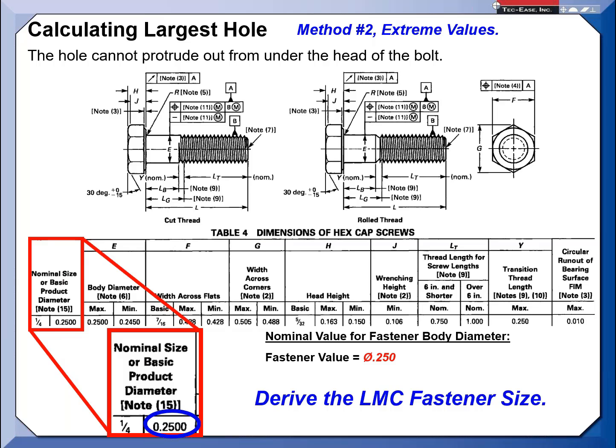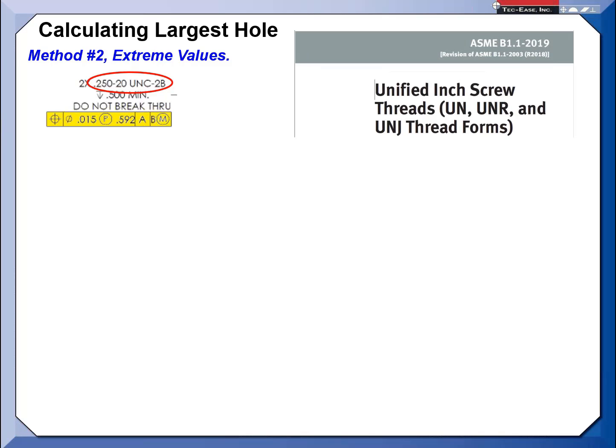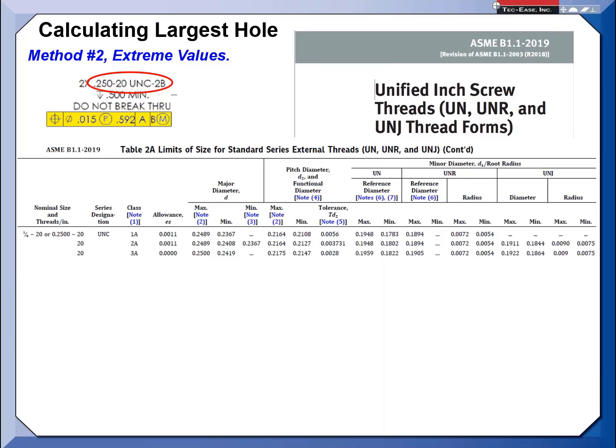Now we're going to have to go check some standards. So again, remember what the callout was for the tapped hole. In this case, the bolt is going to be a quarter-20 bolt. I went over to the ASME standards that control these types of features and pulled that standard out. ASME B1.1 deals with screw threads for inch. They also have metric, that's ASME B1.13, which covers millimeter hardware.